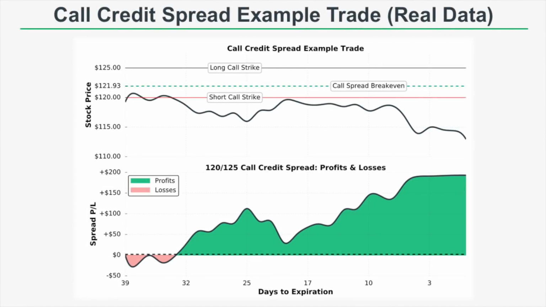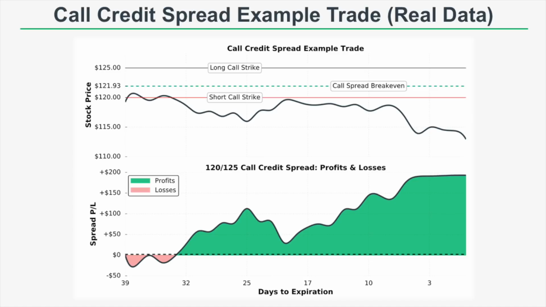So just like before, the top part of this graph shows the changes in the stock price relative to our call strike prices and break-even price. So as we can see here, the stock price is trading just below 120, and we sell the 120-125 call spread for a net credit of $1.93. Now this means our break-even price is $121.93, and that means that our strategy will be profitable if the stock price is below $121.93 at expiration.